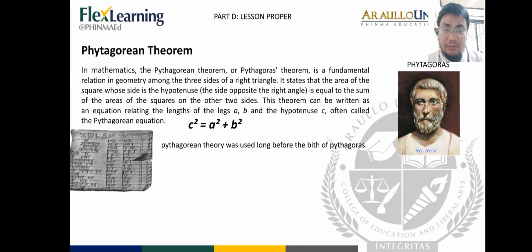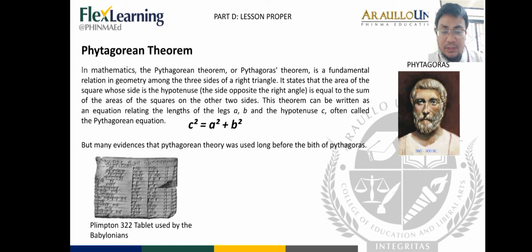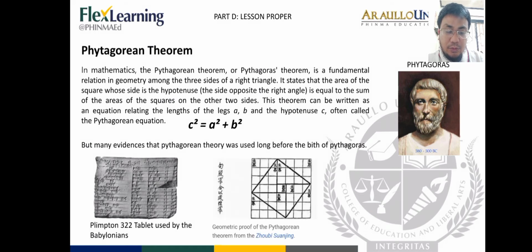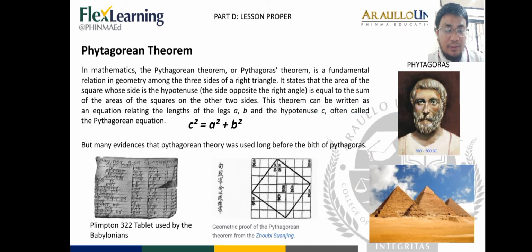It was used in Babylonian times, as on the Plimpton 322 tablet. Babylonians used this thousands of years before the birth of Pythagoras. And also the geometric proof of the Pythagorean theorem by Zhou Bi Suan Jing from China. And of course, the pyramid. I think they could not build the pyramid without the Pythagorean theorem, because this structure was full of squares and right angles and triangles.